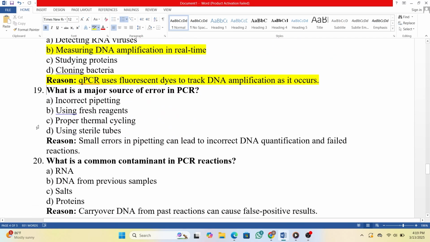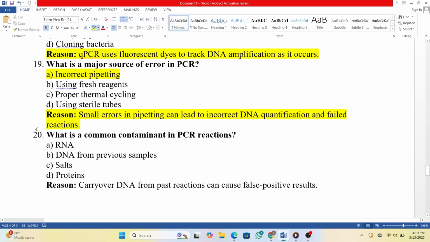19. What is a major source of error in PCR? A. Incorrect pipetting. B. Using fresh reagents. C. Proper thermal cycling. D. Using sterile tubes. Answer: A. Incorrect pipetting. Reason: small errors in pipetting can lead to incorrect DNA quantification and failed reactions.